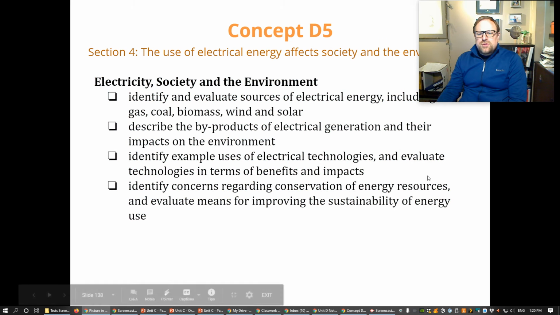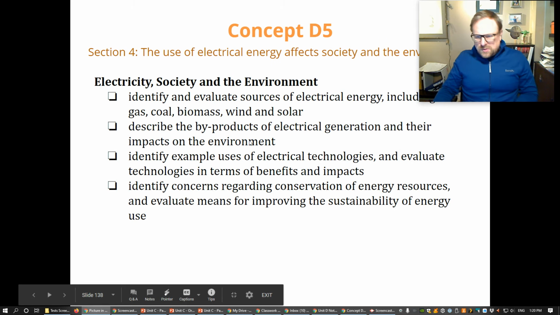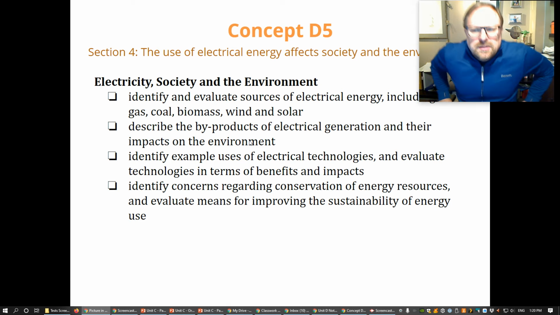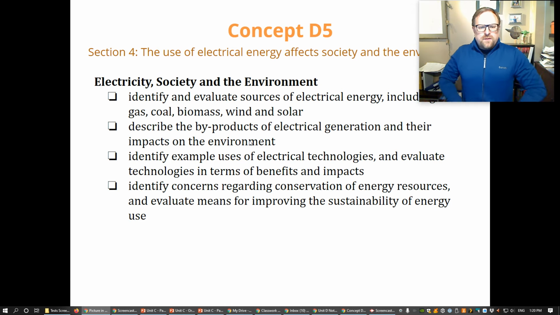So these are the general outcomes or specific outcomes that we need to cover in this concept. So we're going to be looking at identifying and evaluating sources of electrical energy, including gas, coal, biomass, wind, and solar. And I'm going to throw a couple other ones in there for you. Identifying means, remember, that we need to say, this is this source of energy, and this is where it comes from. And evaluating means you have to be able to tell me the good and the bad about it.